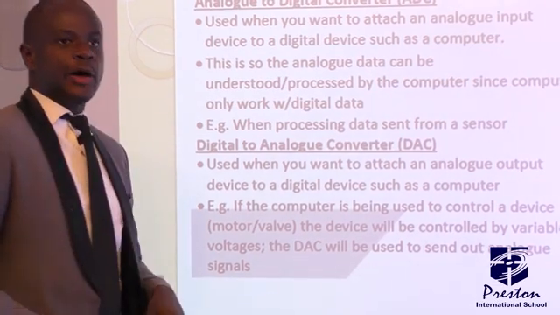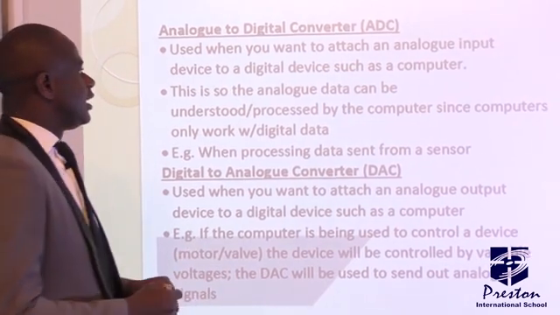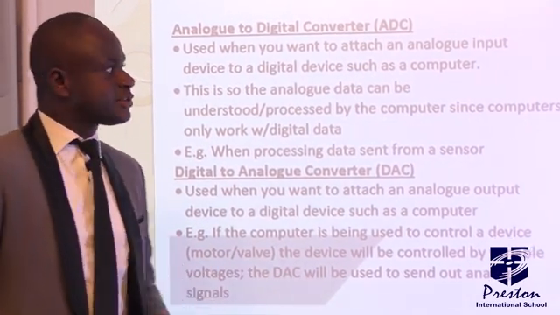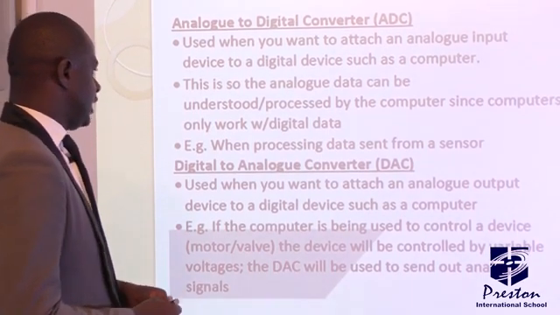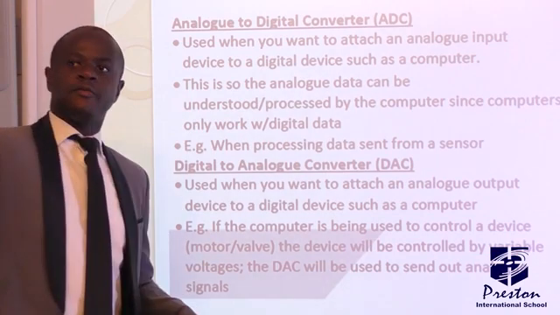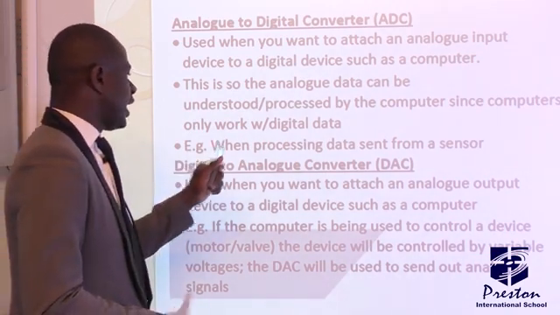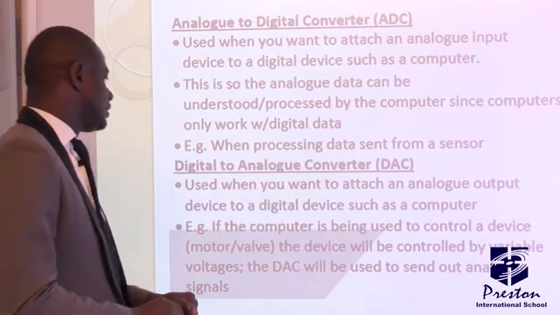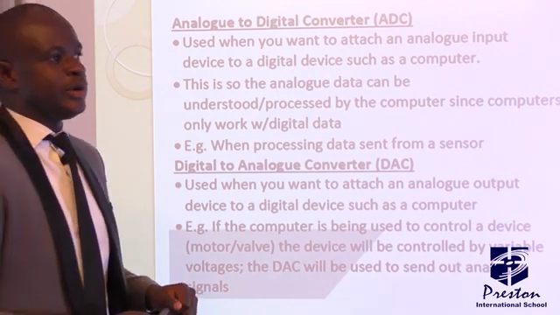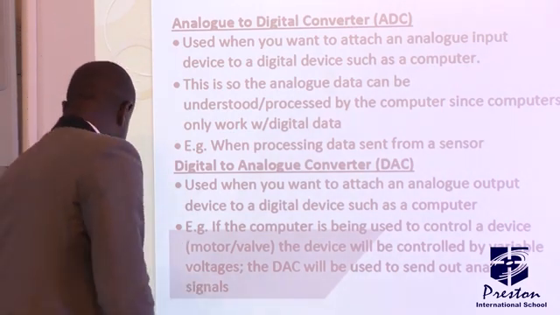So because of that, we need a device called the analog to digital converter. It helps convert the analog data from the sensors into digital data. And also sometimes, in control processes, we may need what I call the digital to analog converter, DAC, to help the computer communicate with actuators, some output devices, but we're not going to dwell on that today.